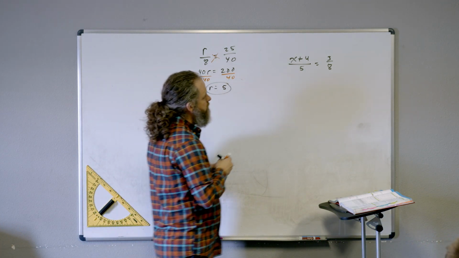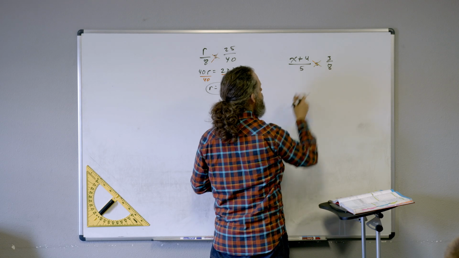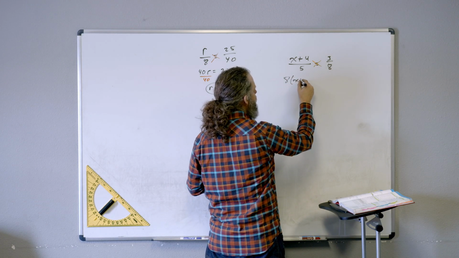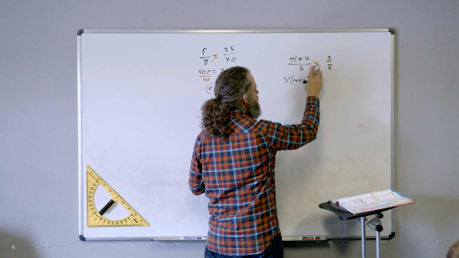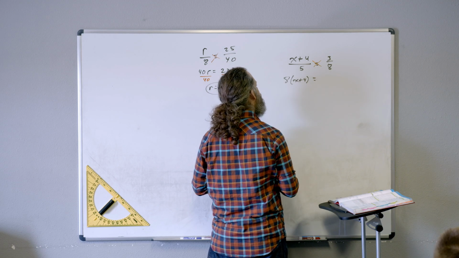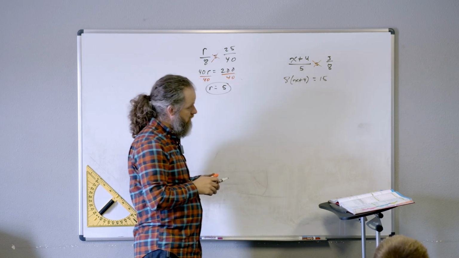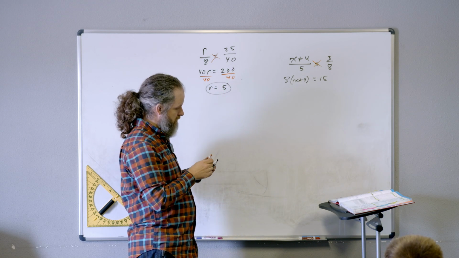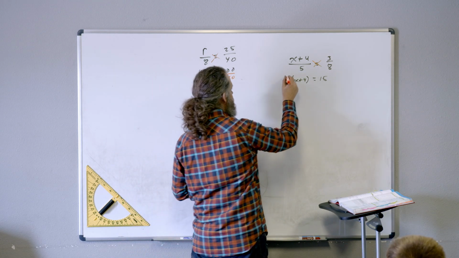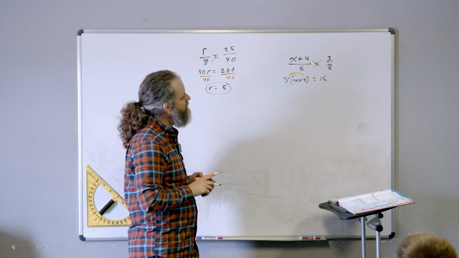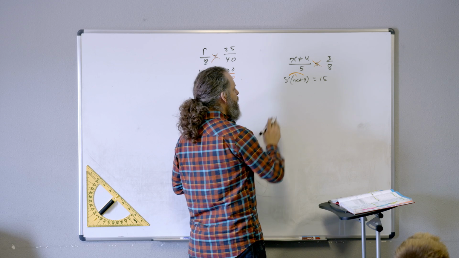Cross multiply. 8 times x plus 4 is 8 times x plus 4, right? 3 times 5 is what? 15. Okay, now what? Distribute, or divide by 8? Either one works. Distributing wouldn't give you fractions, so it's probably easier on this one. Less scary. What's 8 times x?